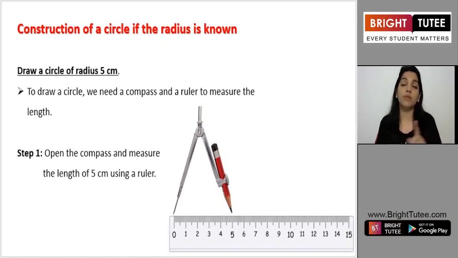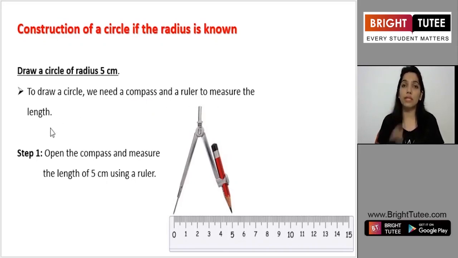Now, the instrument that you are going to use at first is your compass. If you have got your notebooks ready with you, you can also try making a circle with me. So let us start to draw a circle with a radius of 5 centimeter. To draw a circle, we need a compass and a ruler to measure the length.